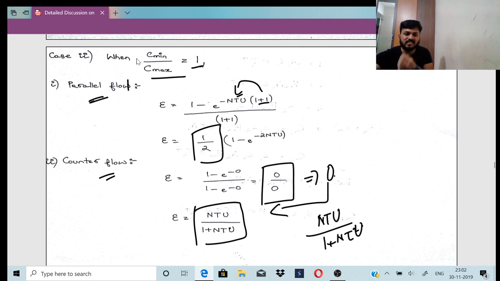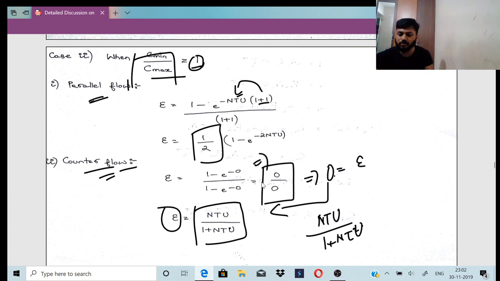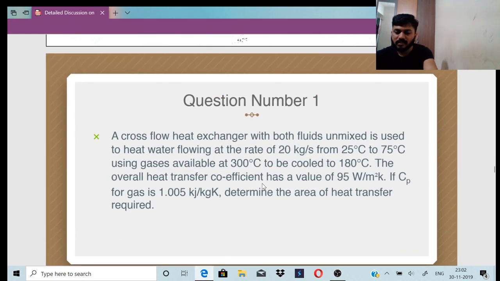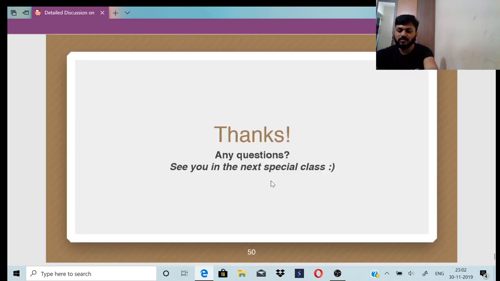This is only when C minimum by C maximum is equal to 1 for a counter flow heat exchanger. Only when C minimum by C maximum is equal to 1 for a counter flow heat exchanger, we use this formula, because the effectiveness becomes 0 by the older formula, right? So that was the end of the session, guys.